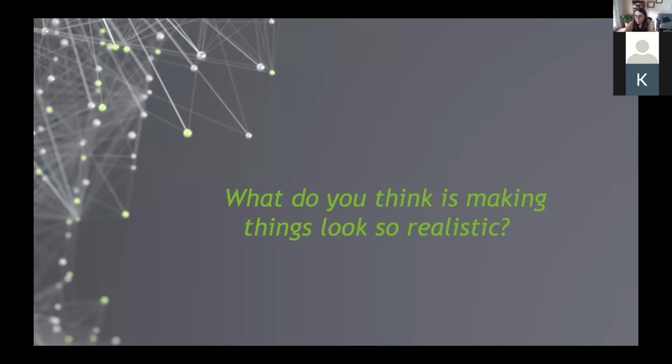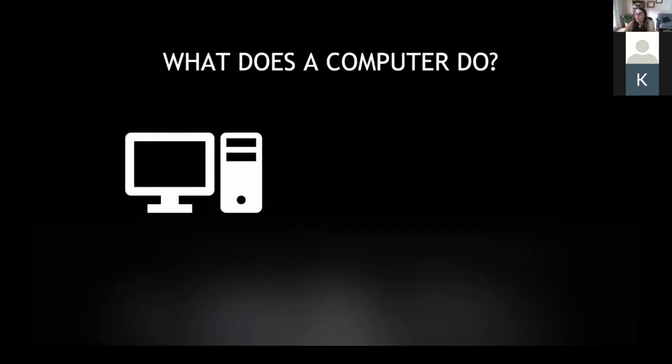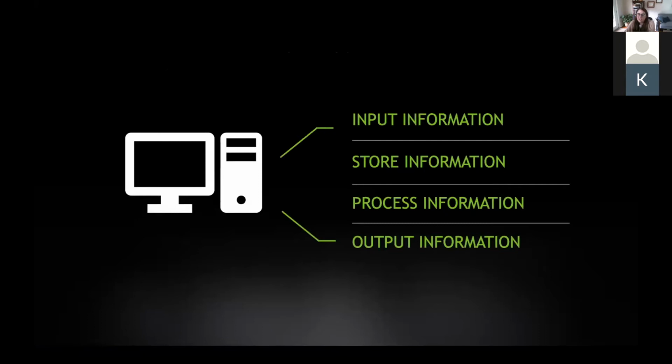All right, so before we get into what part of the computer is really making this look so much more realistic, we're going to talk about what a computer does. I know a lot of you probably already know this because you're using computers, but just so that we are all on the same page, a computer essentially does 4 different things. It takes input information, it stores that information, it processes that information, and then it outputs that information. Just 4 basic functions, but from there things can get really, really complicated.